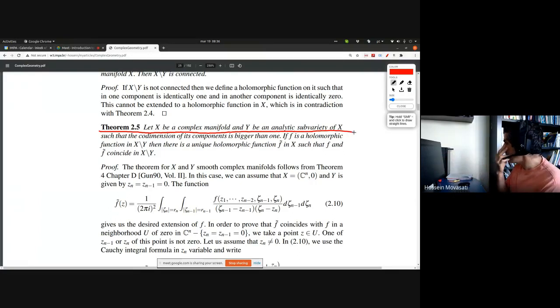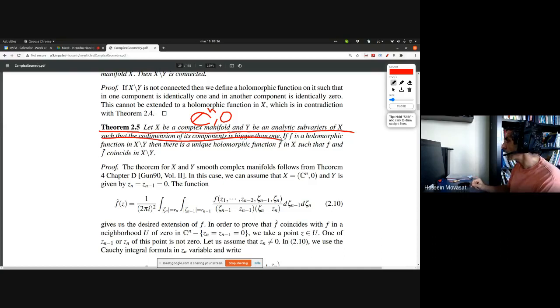So X is a complex manifold. As I said, since we have not defined yet complex manifold, just take it to be an open set in Cn containing 0. Let Y be an analytic subvariety of X such that the components of its codimension are bigger than 1.